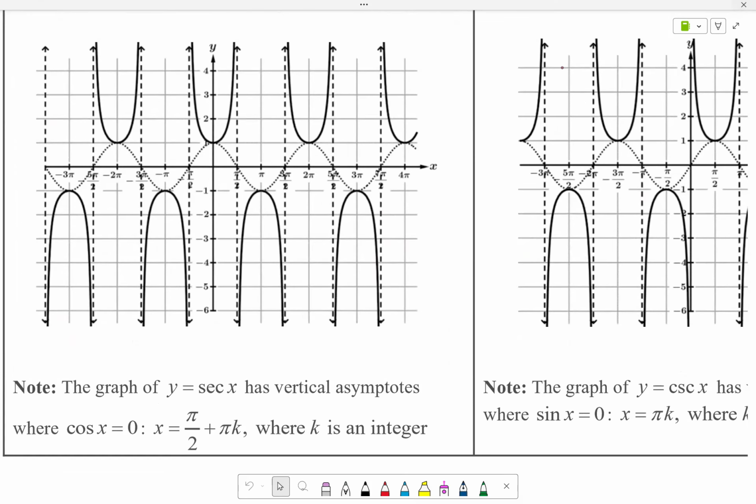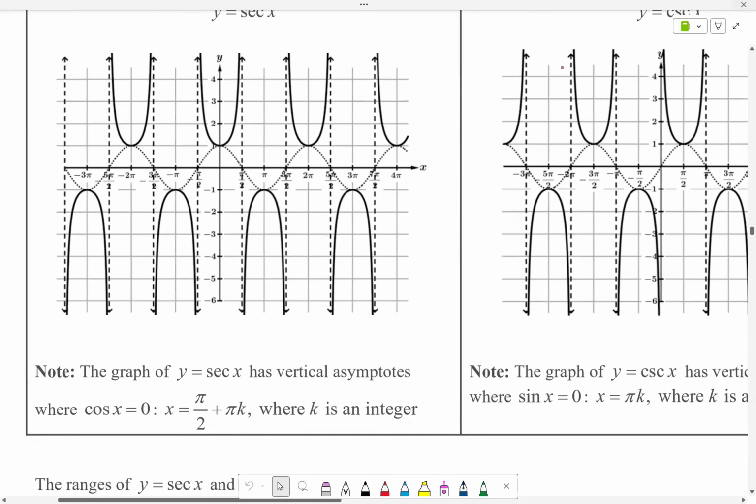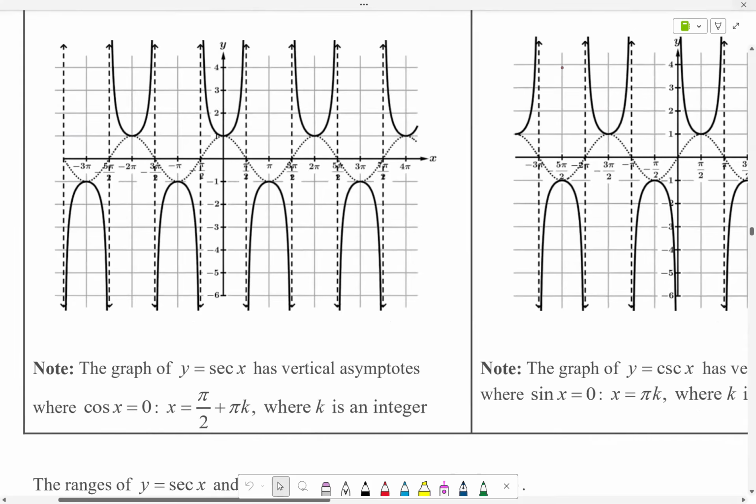Every pi, exactly. Anytime there was a 0 on the cosine, there is an asymptote. So that is the domain: x not equal to that. All real numbers, you said that. Domain: x is an element of all real numbers except pi over 2 plus pi k.